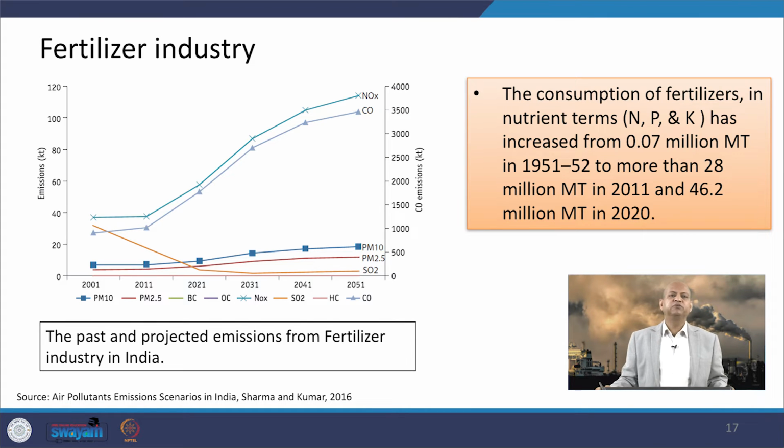Now you can see in the fertilizer industry, the emissions of NOx and CO are increasing very fast, because the production of fertilizers is also very high in India. The agriculture sector is growing, and the usage of fertilizer is increasing. That is why the emissions of NOx and CO are increasing, but interestingly the SO2 emissions are decreasing. That means some processes are different in comparison to other industries, but we have to control the emissions of CO and NOx.